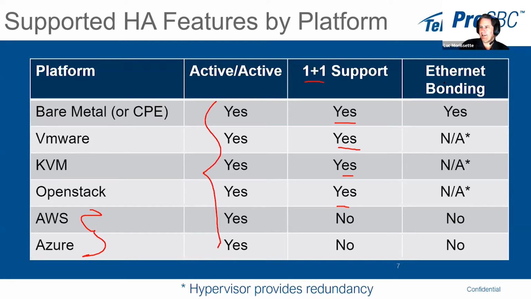And then Ethernet bonding, well, we added it just recently when you use bare metal. So if you need to use that, please tell us, and we can give you the version that will do this. Then you have Ethernet bonding, which says not available because we usually do it on the hypervisor itself. So the hypervisor will manage it if you need to do Ethernet bonding there. We don't manage it at the SBC level.